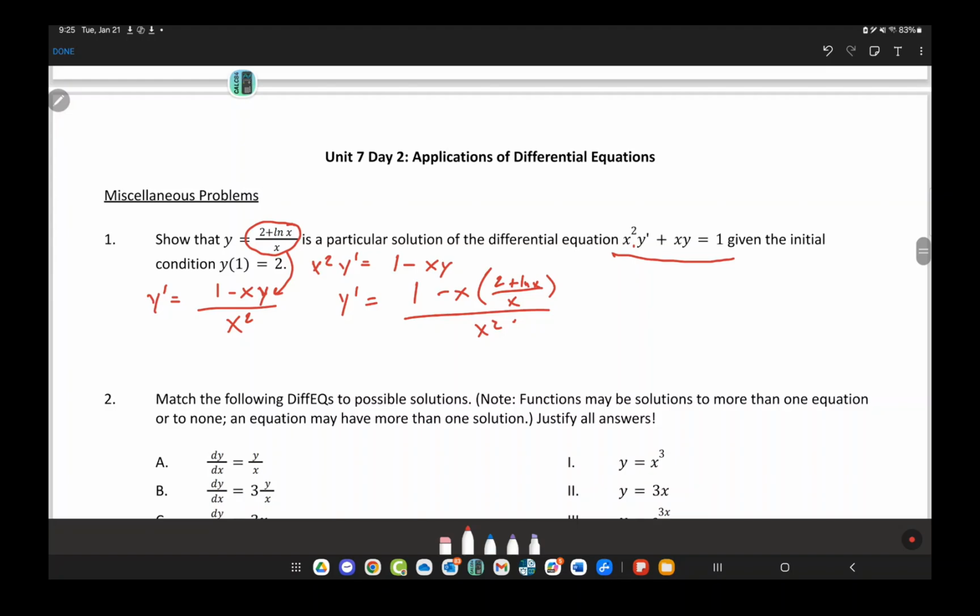Why not just plug in? Actually, you just can't do it. What happens to the x here? Cancel out. So we get 1 minus 2, right? No, yeah. So we get negative 1 minus natural log of x over x squared.